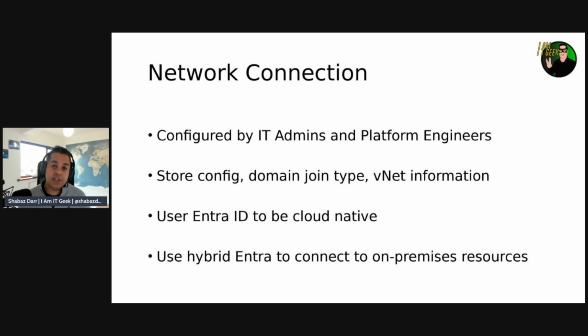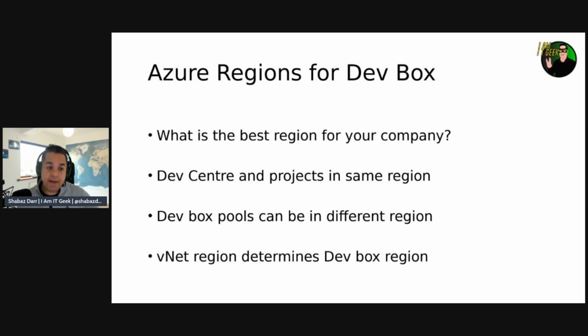When you're creating a network connection, we did that in a previous demo already, you must choose the Active Directory join type. If a DevBox needs to connect exclusively to cloud-based resources, then use the native Entra ID join. If your DevBox needs to connect to on-premises resources and cloud-based resources as well, so best of both worlds, you use the hybrid Microsoft Entra ID join. No different from AVD, right? No different at all.